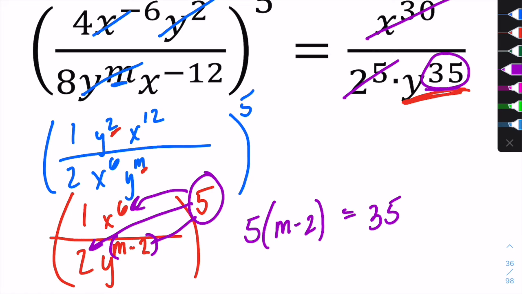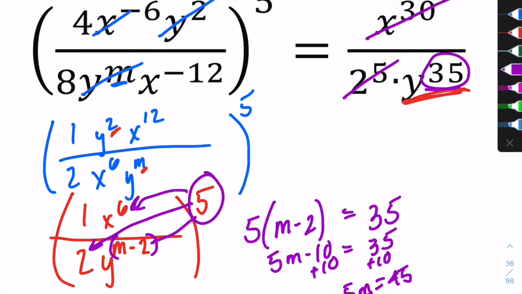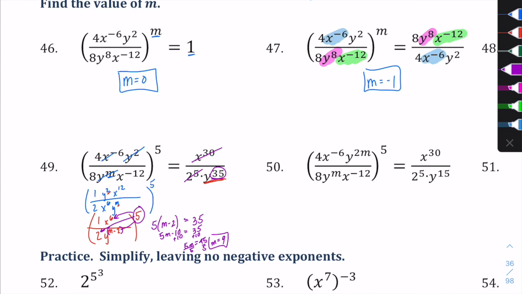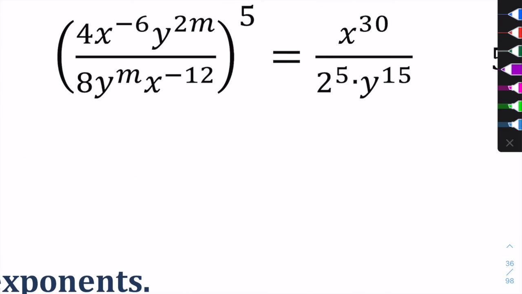Whoa, heavy stuff. Okay, let's try to solve this equation. 5 times m, 5m minus 10 is equal to 35. We can add 10 to both sides, and we get 5m equals 45. And then if we divide both sides by 5, we'll get m is equal to 9. Wow, that was definitely a step up from the previous example. Let's do another one so we can practice those skills.